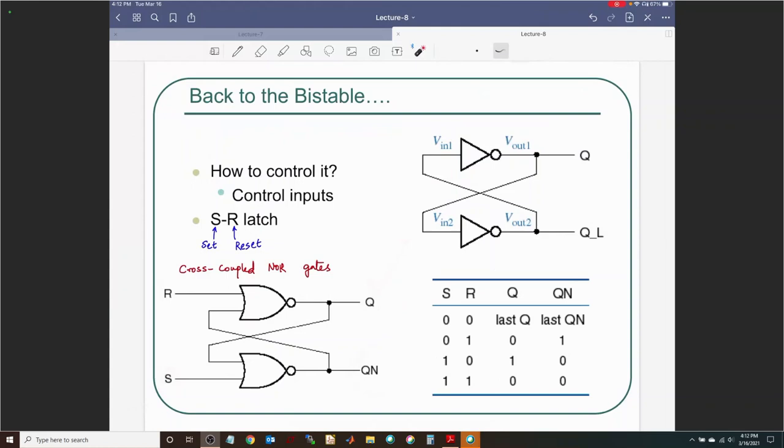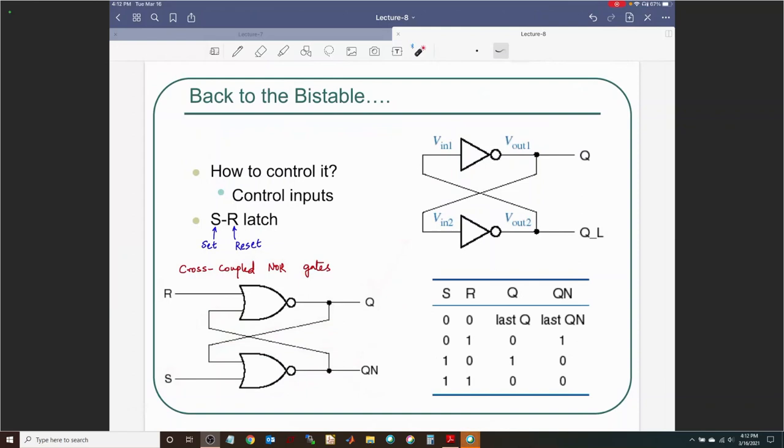Now, there are two versions to a latch. One is the NOR version, in which you connect two NOR gates with each other in a cross-coupled manner. Cross-coupled essentially means the output of one is controlling the input of the other, and the output of the bottom one is controlling the input of the first one. That's cross-coupling. And there are NOR gates over here.